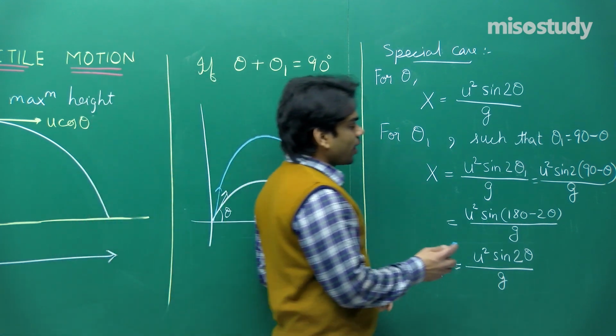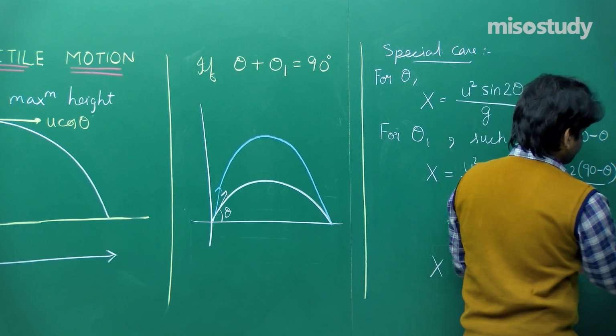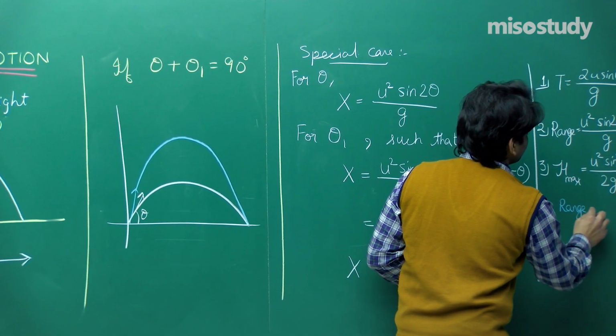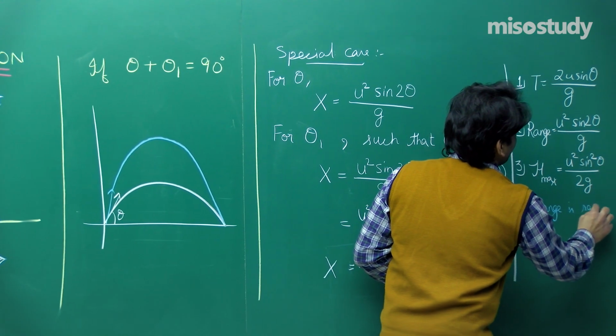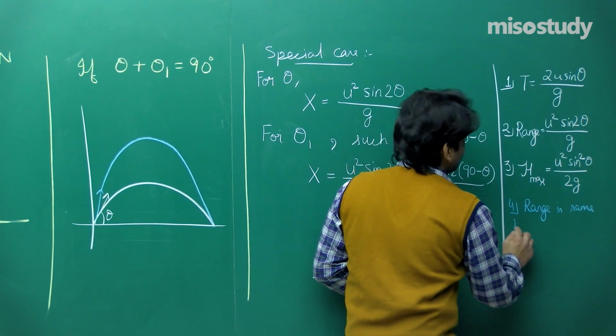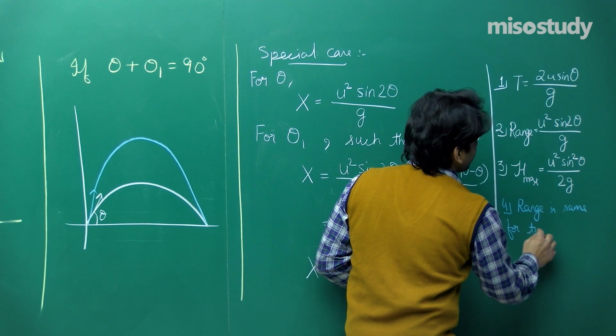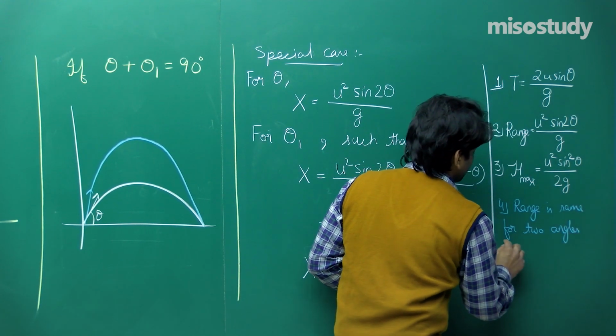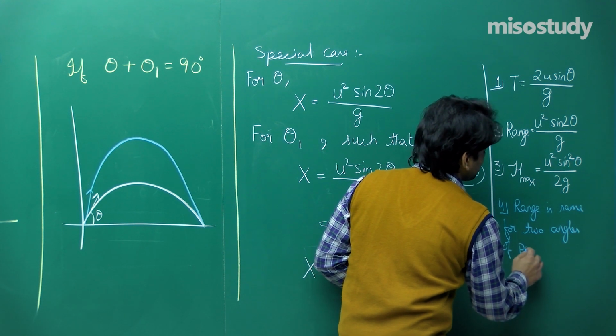So we can make one more point. Fourth point: range is the same for two angles of projection if both are complementary and the initial velocity is the same.